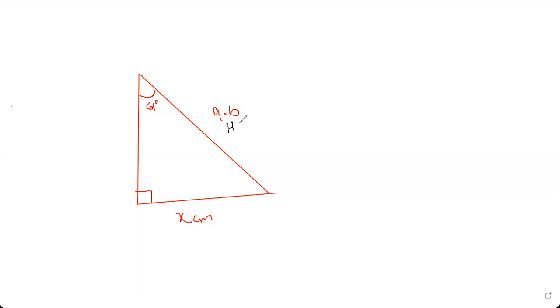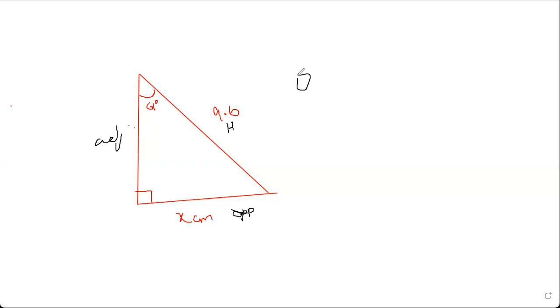Now let's focus on the other angle, which is 61 degree. X is opposite to 61 degree, so x is the opposite side. And this is the adjacent, which is definitely not given. We don't have to focus on the adjacent, because they are not asking us to find the adjacent. We have to find only the opposite. X is opposite.